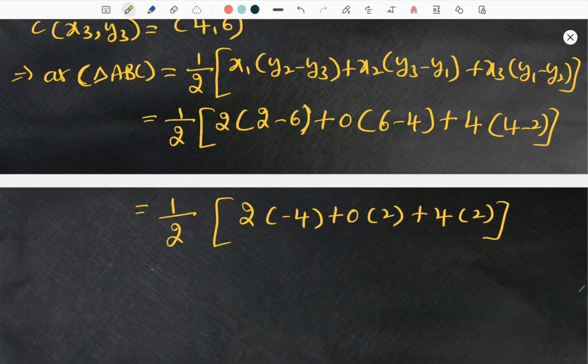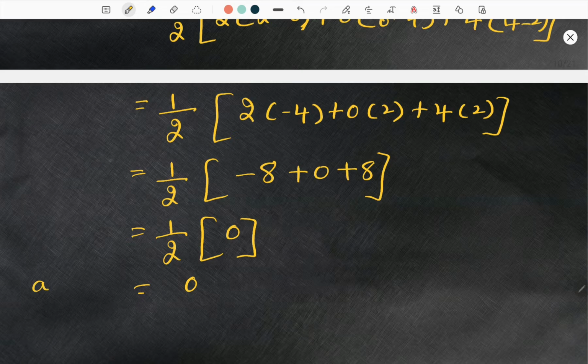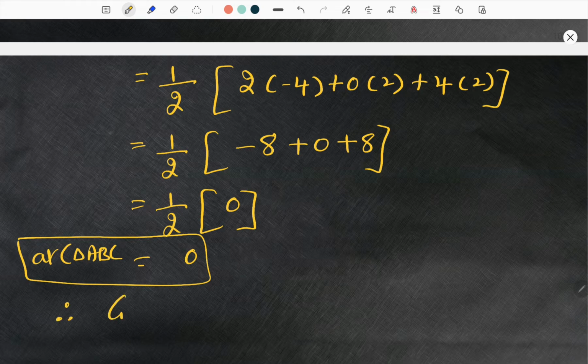All right, so then it becomes 1 by 2 bracket 2 into minus 4 is minus 8, then 0 into 2 is 0, then 4 into 2 is 8. Okay, so now 1 by 2 bracket minus 8 plus 8 is again 0, so ultimately the area of this triangle ABC is 0, means we have to mention therefore given points are collinear.